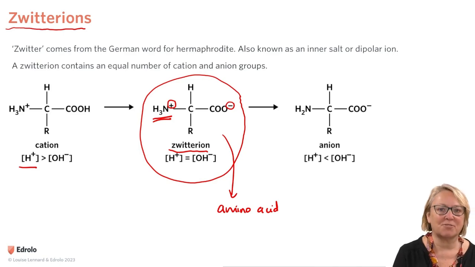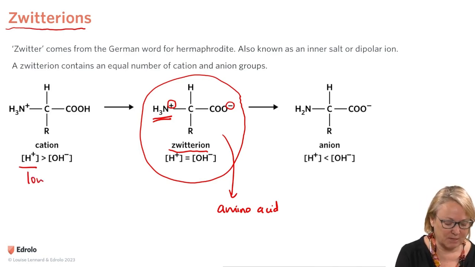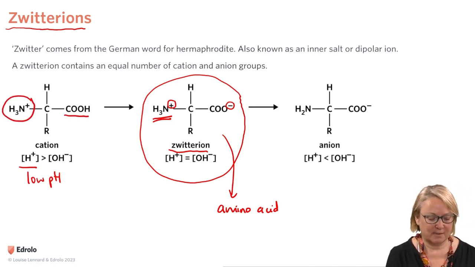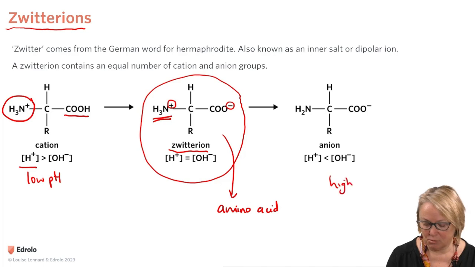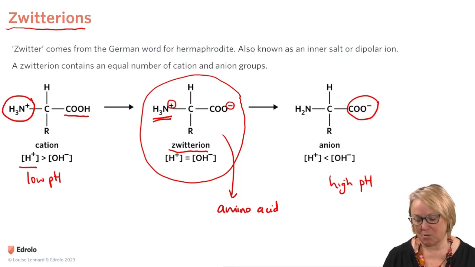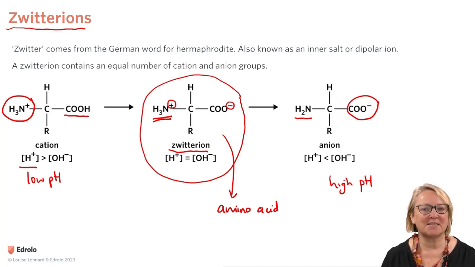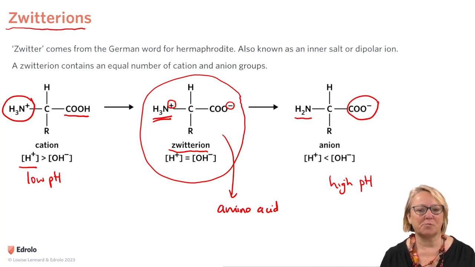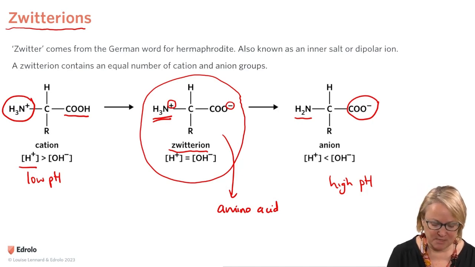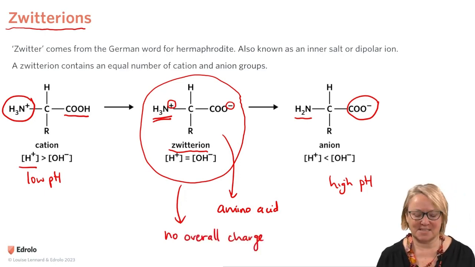At very high concentrations of hydrogen ion, or low pH, we have a cation form. So the carboxyl group is complete, but we have a protonated amino group. And at very high pH, or high concentration of hydroxide ions, we have a deprotonated carboxyl group and a regular amine group. So amino acids in solution form ions very easily, and the presence of the ionic groups is very important for bonding and the structure of proteins. The zwitterion has no overall charge. And we'll come back to this during this lesson.